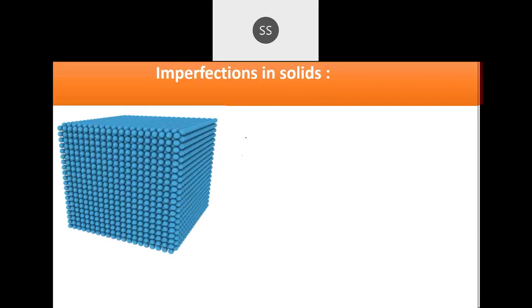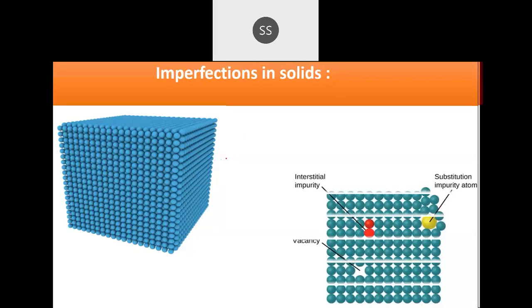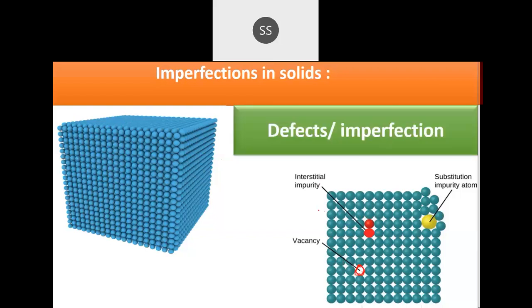Whenever you prepare a crystal, compared to the ideal arrangement, you will find some deviation which is taking place. Either you will find something has come into that particular crystal lattice, or you will find that the crystal lattice has lost some of its atoms or molecules. That deviation is called defects, or also imperfection. Compared to the ideal arrangement, there is some deviation.